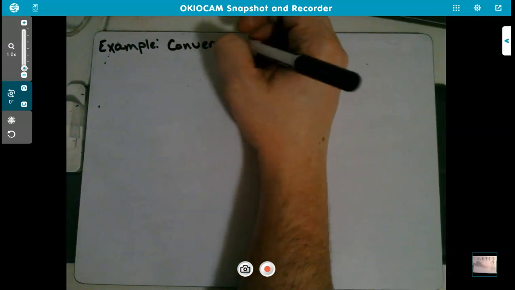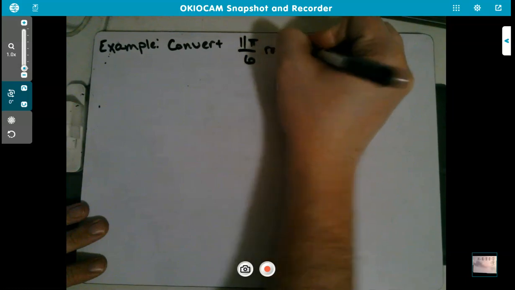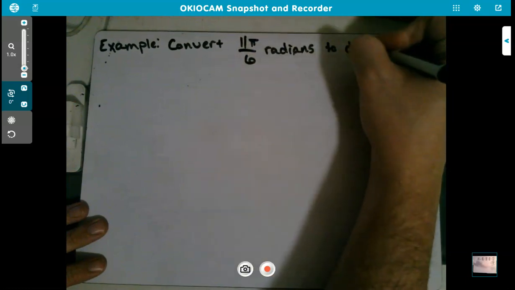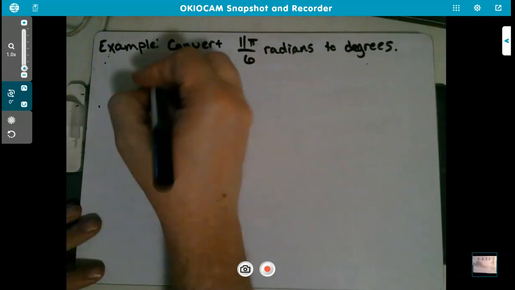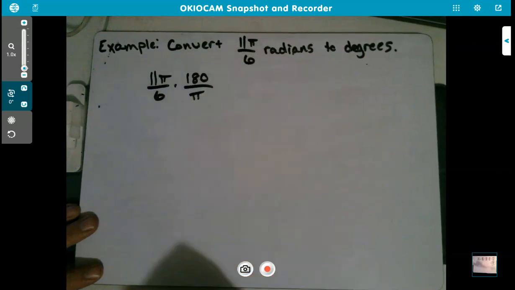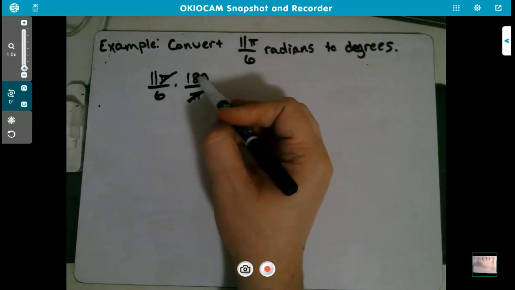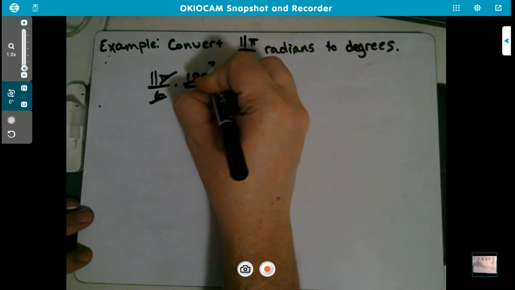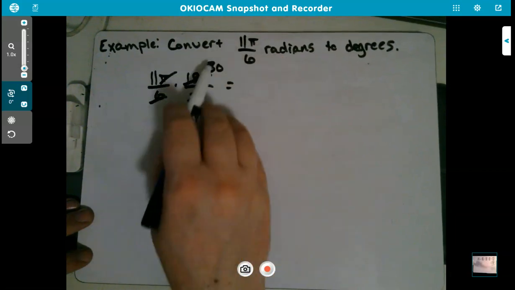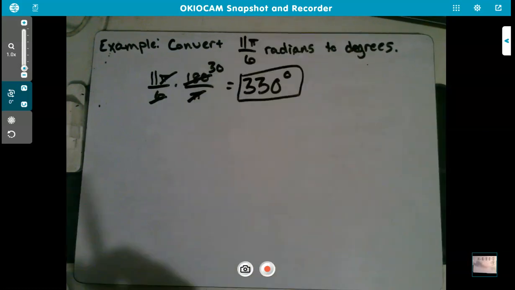Let's convert 11 pi over 6 radians to degrees. So like we said, how I do that is we multiply it by 180 over pi. So as I can see, the pi's cancel out. And then I can do 180 divided by 6, which is 30. So all I have left is 11 times 30, which is 330 degrees. So that's how I move from each form right there.